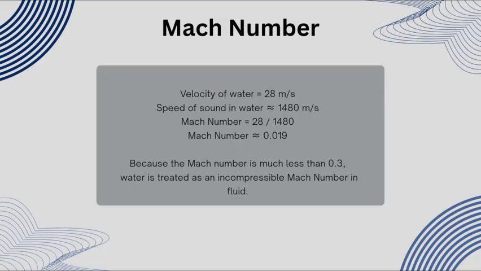The next thing I'm going to explain is the Mach number. The velocity of water is 28 meters per second. The speed of sound in water is 1480 meters per second. To calculate the Mach number, we divide 28 by 1480, and the Mach number will be 0.019. Because the Mach number is much lower than 0.3, the water is treated as an incompressible fluid.